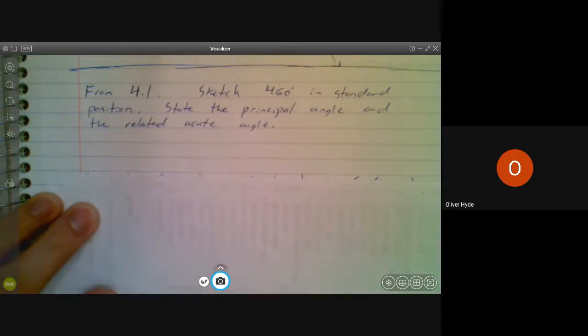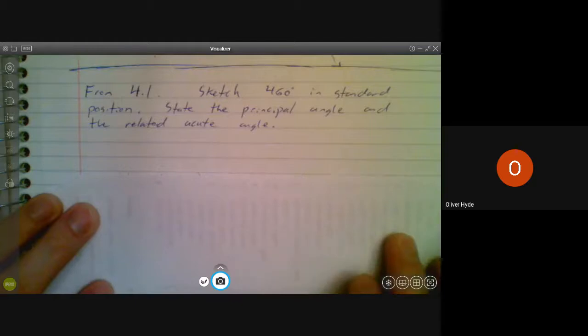We are being asked to sketch 460 degrees in standard position, state the principal angle and the related acute angle, and then I've got a surprise for you under this piece of paper here.